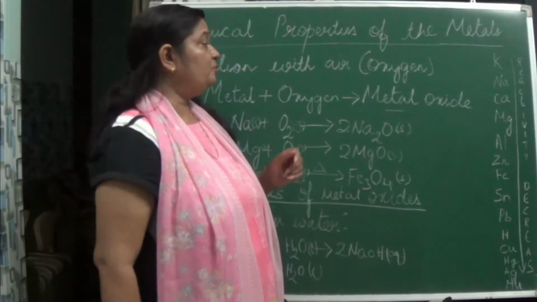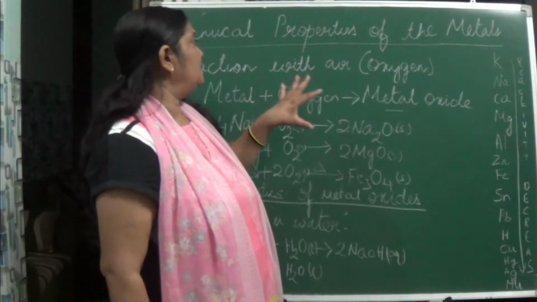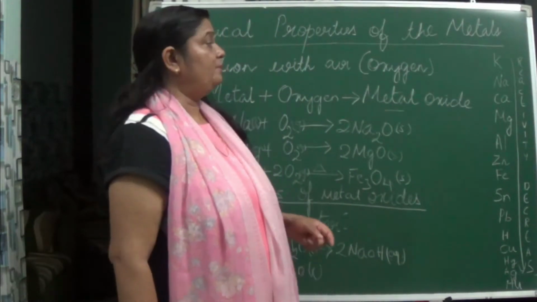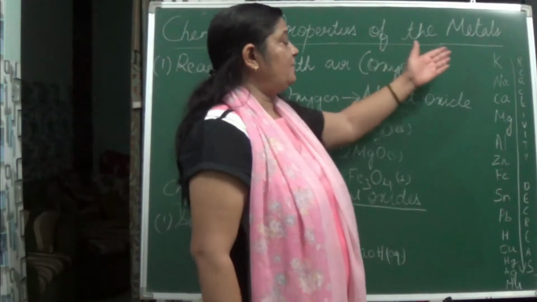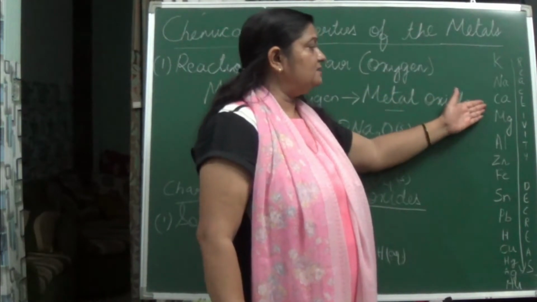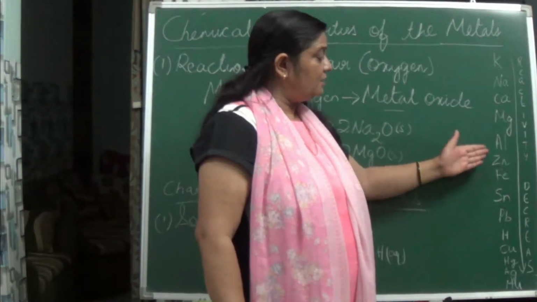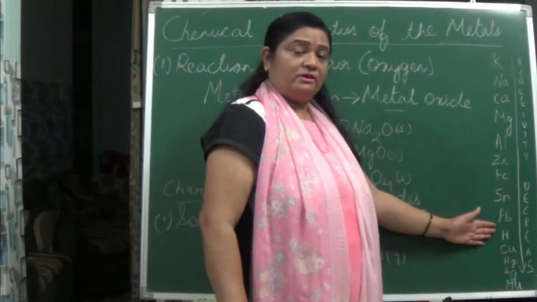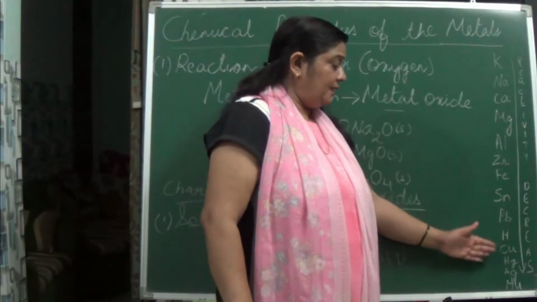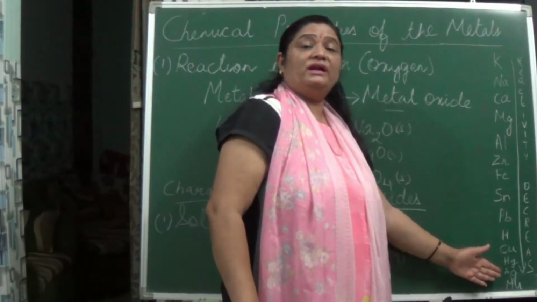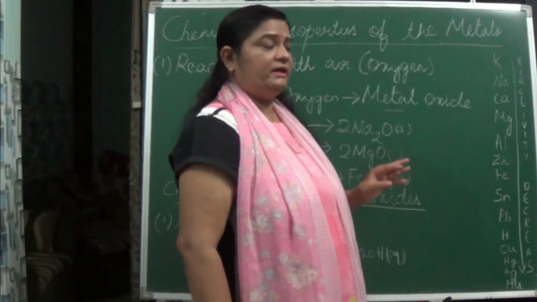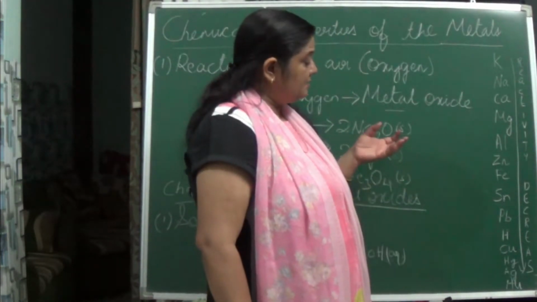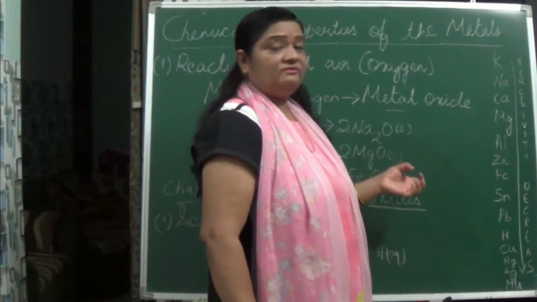Okay, so before starting this chemical properties of metals, you should know the reactivity series of the metals. You can see potassium, and then comes sodium, and then calcium, and then magnesium, aluminum, zinc, iron, tin, lead, hydrogen I have written over here, I'll tell you why, and then comes copper, mercury, silver, and gold. Gold is very inert in nature. As the result, it doesn't react with air so easily, and we see a negligible reaction with gold.